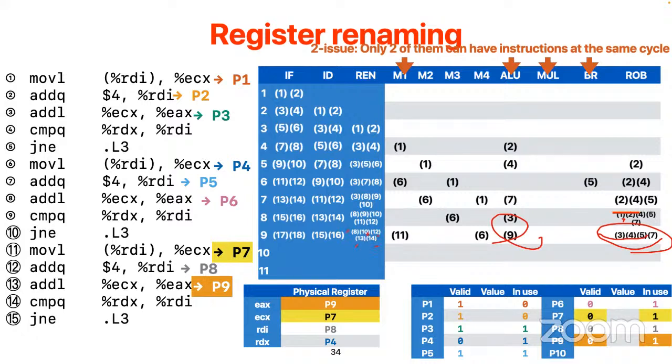Who can be executed? So 8 is waiting on who? Okay, so A is waiting on 6, right? So A could be executed, right? And 8 is an ALU instruction, right? And it's the earliest one, right? So there's no doubt we can have 8 using this ALU.